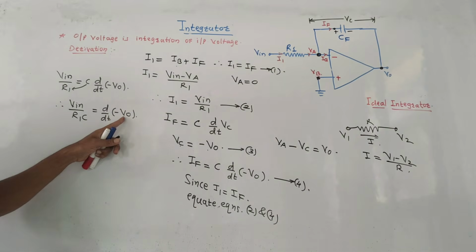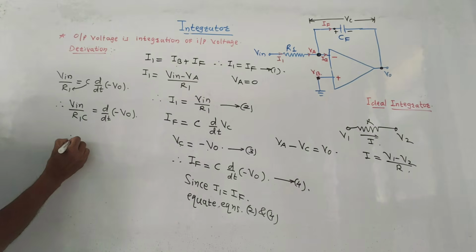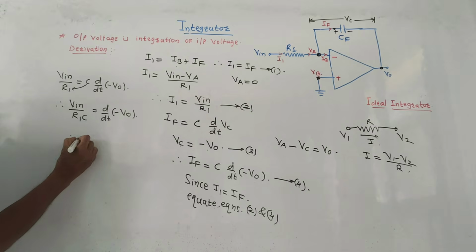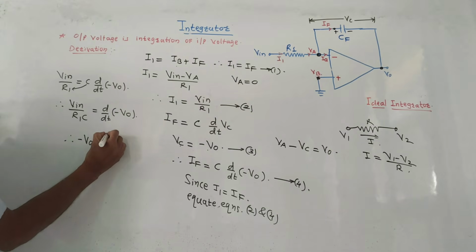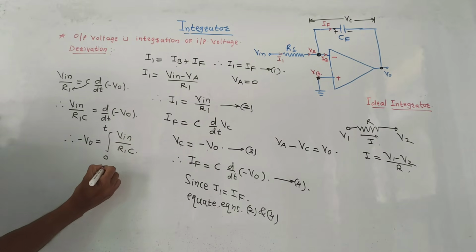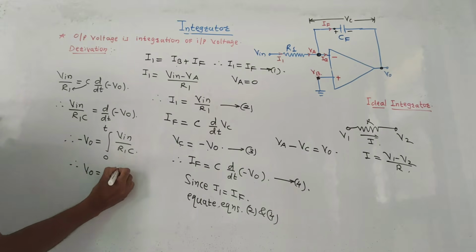To remove the differentiation sign, we will have to perform integration on both sides. So let us perform the integration. After taking integration, this derivative sign will get cancelled. So I will write minus V0 is equal to integration 0 to t of Vin upon R1 into C. Therefore, V0 is equal to minus integration 0 to t.